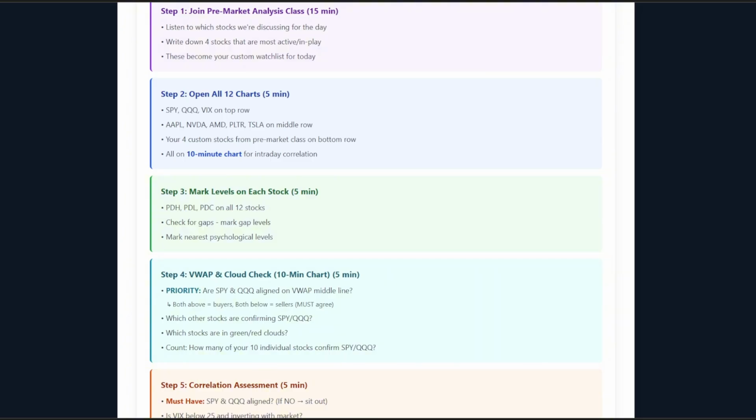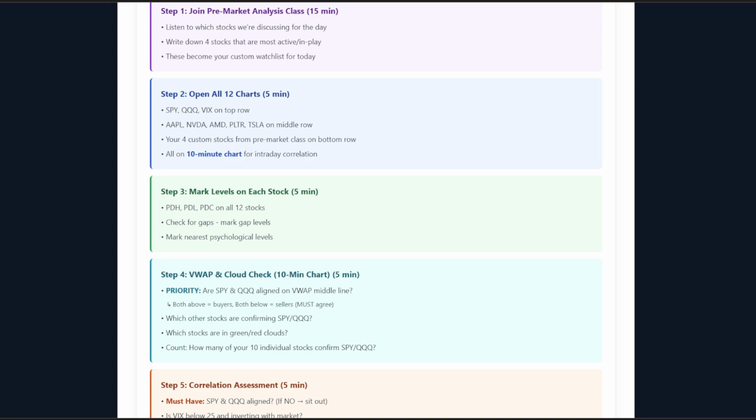Apple, AMD, Palantir, Tesla on the middle row, and the 4 custom stocks that we're watching for that week on the bottom, right? Usually the ones that you see on the Sunday watch list that I drop. Sorry, I'm getting tired. All on the 10-minute chart for intraday correlation, right? 5 to 10-minute chart to watch them, and if you see a trend, you attack.